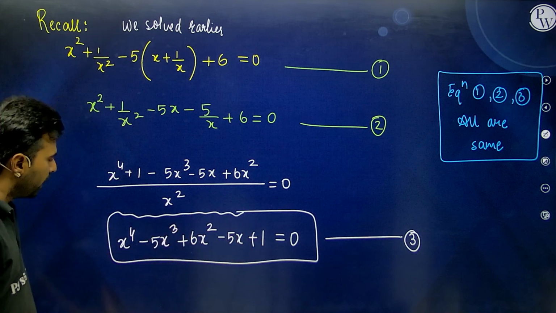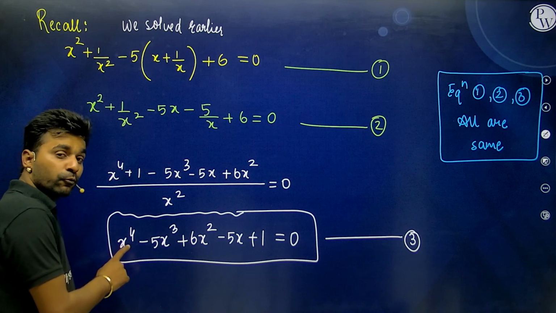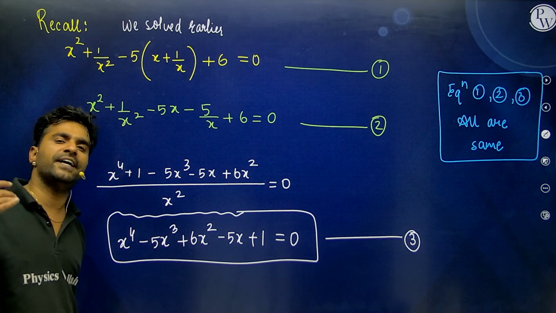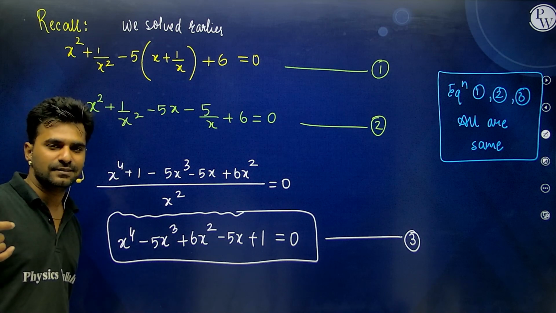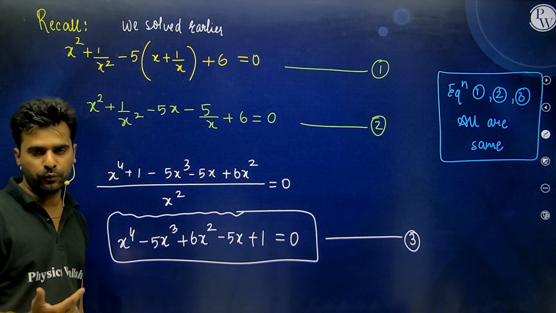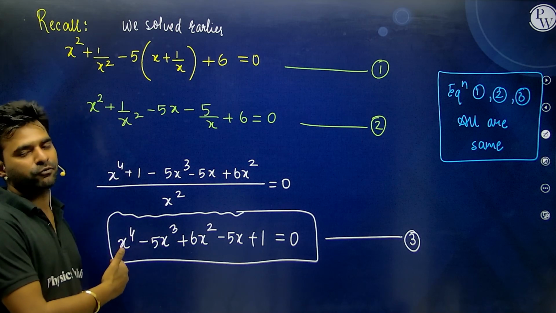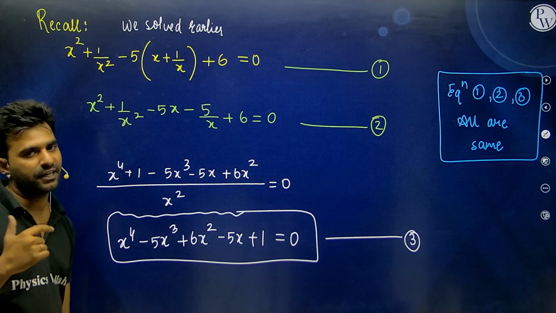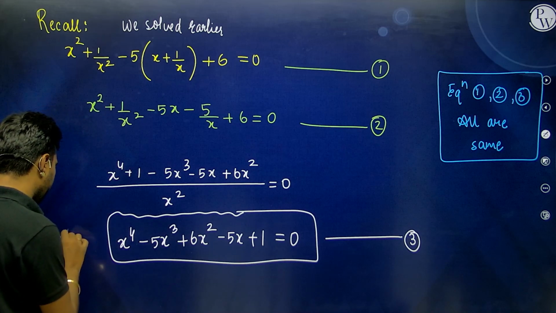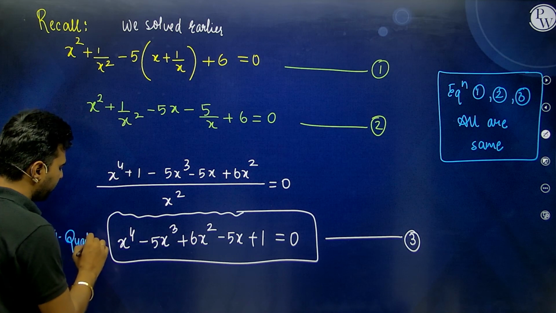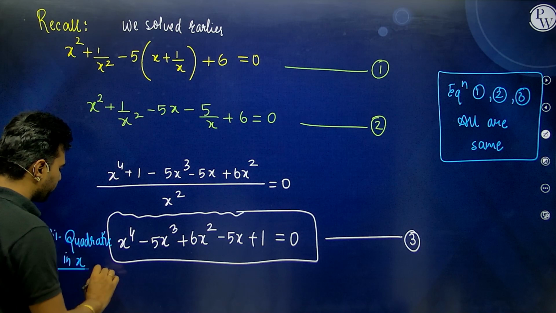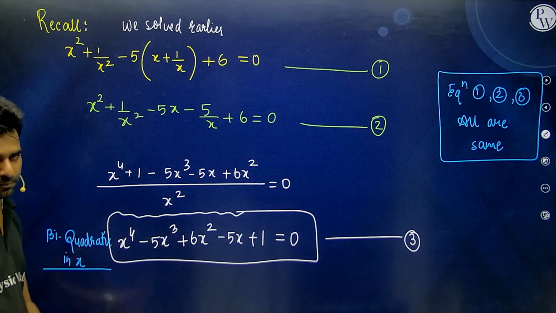Understand this. Any equation having the highest power of x as 4 is called a biquadratic equation. What do we call any equation having x to the power 4? Biquadratic equation. So this is a biquadratic in x. Why do we call this biquadratic? We are calling it biquadratic because the maximum power of x present in this equation is 4.